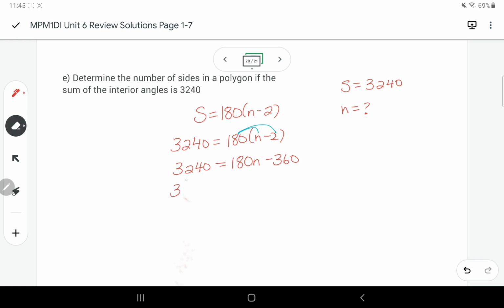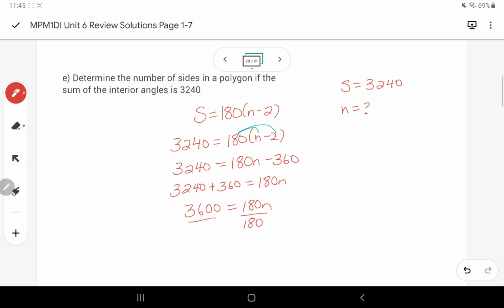So 3,240 plus 360 equals 180n. And then this is 3,600 is 180n, and then I divide by 180, and here I get n equals 20. We should write a therefore statement. Therefore, the polygon has 20 sides. And that's it for page 6 and 7.